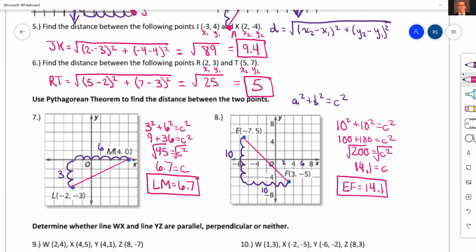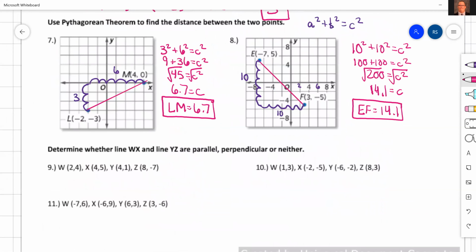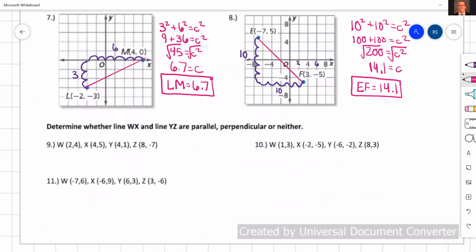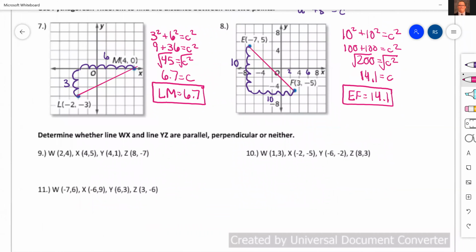So that was the second day, distance and Pythagorean theorem. Now let's go on to the third day where we look at slope. And we're going to do this by mainly determining if lines are parallel, perpendicular, or neither.